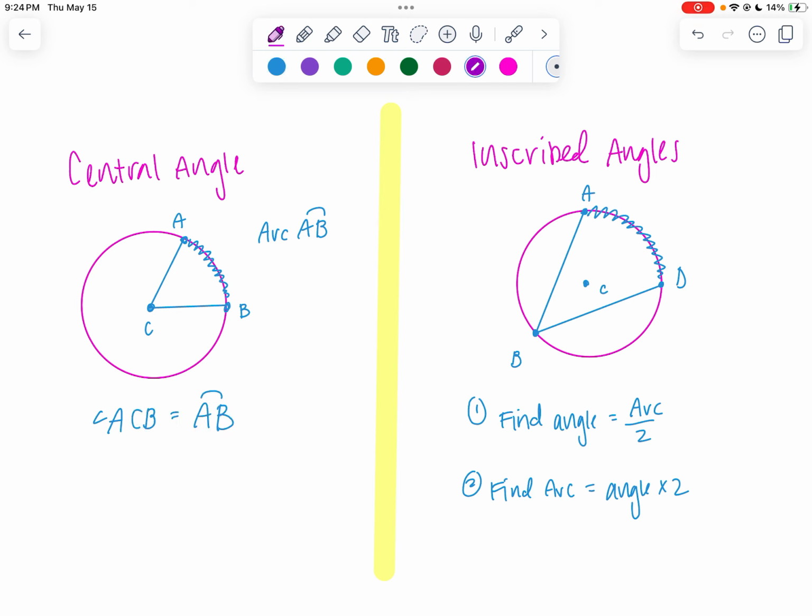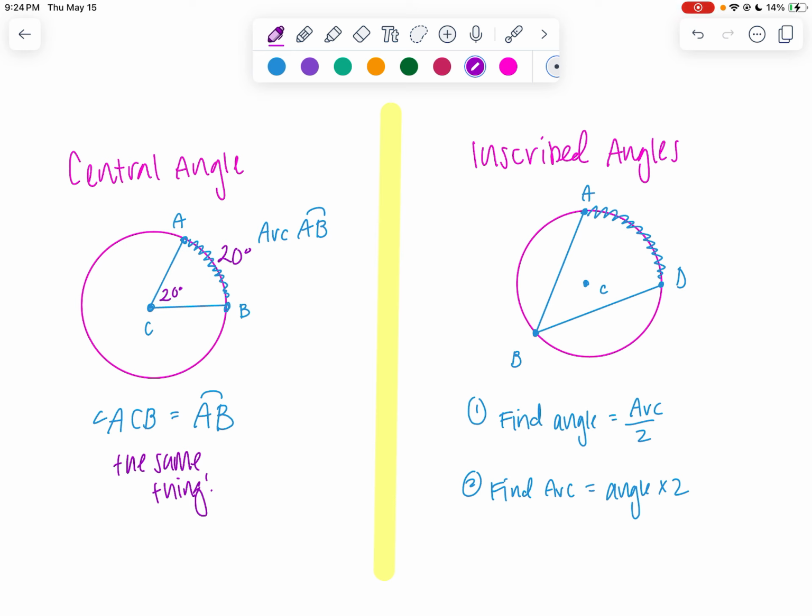So again, if we had an example, let's say that this angle ACB is equal to 20 degrees, that means the arc is equal to 20 degrees, right? Central angles are the same thing as their arcs, okay? This is not on your notes. I just wanted to give a little recap, okay?